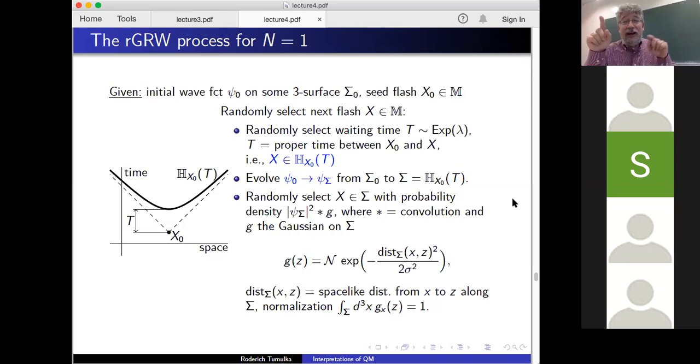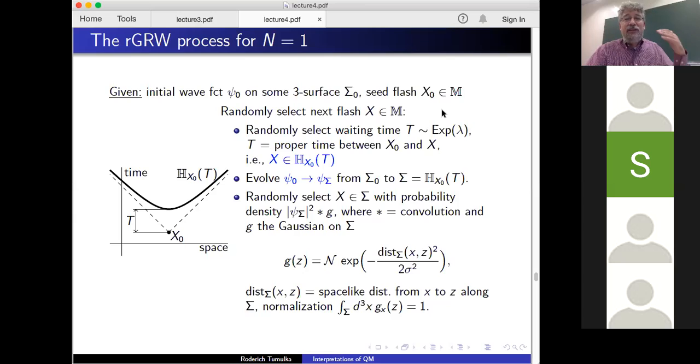So I will define where the flashes occur. I will define the probability distribution of the flashes. Now, for my procedure, I need to be given one flash to start with as part of the initial data. I call that a seed flash, okay, x0, some point in space-time.